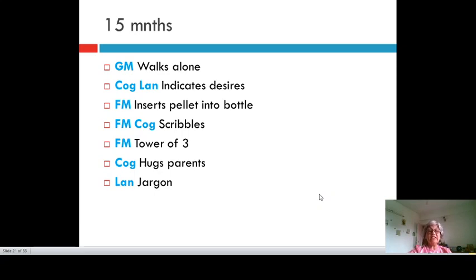He indicates his needs. Now the small object that he was picking up, he can put it inside a bottle. See, and he also enjoys playing with cubes. He can build tower of 3. Give him a pen or pencil and a paper, he will be scribbling. He is emotionally evolving also. He hugs his parents, he smiles, he enjoys being cuddled, and his language is evolving with few words and also a lot of jargon. He uses his own words.